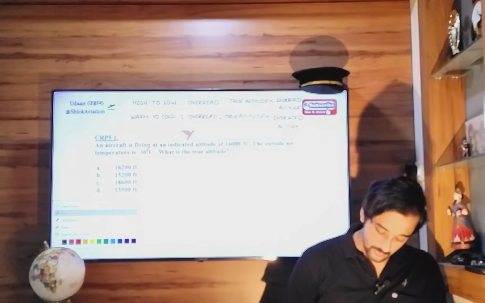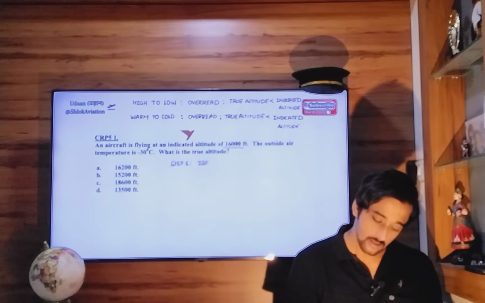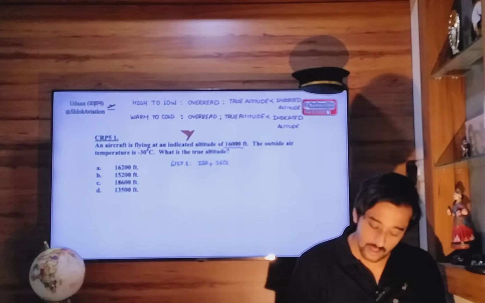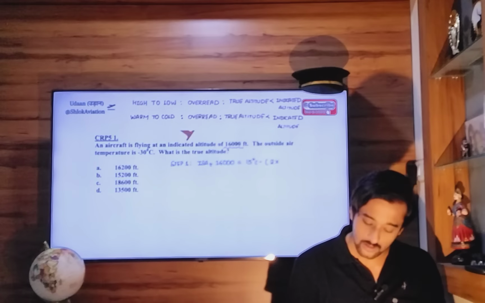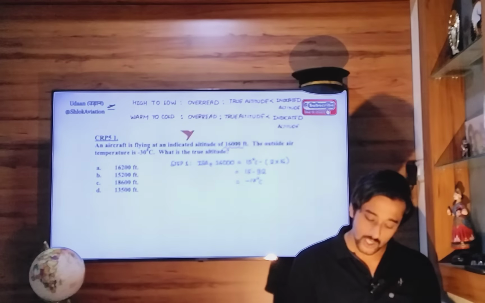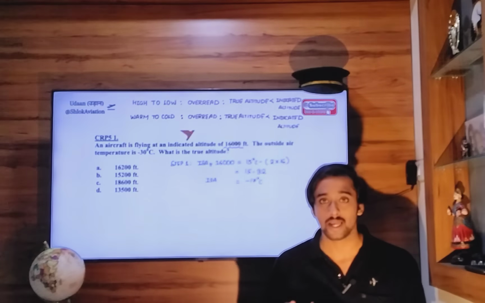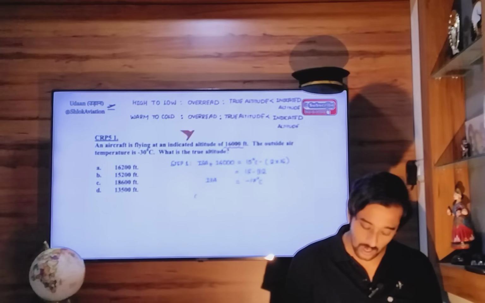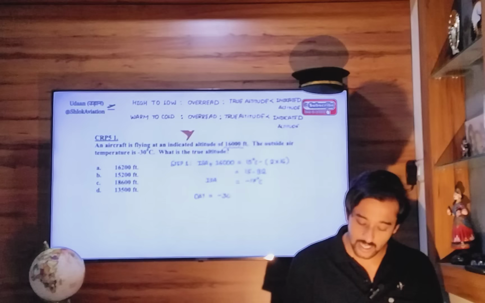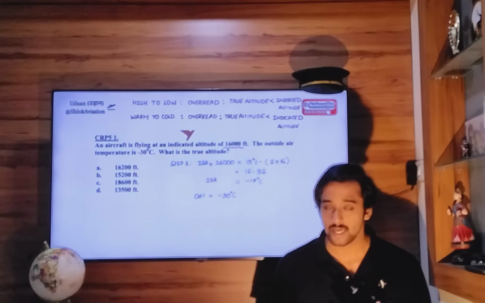So step one, ISA temperature at 16,000 feet will be equal to 15 degrees Celsius minus 2 into altitude 16,000. So 15 minus 32 is minus 17 degrees Celsius. So this is what ISA states. ISA demands that temperature at 16,000 feet be minus 17 degrees Celsius. What is the actual outside air temperature? It is minus 30 degrees Celsius. Now we all know minus 30 degrees Celsius is colder than minus 17 degrees Celsius, right?